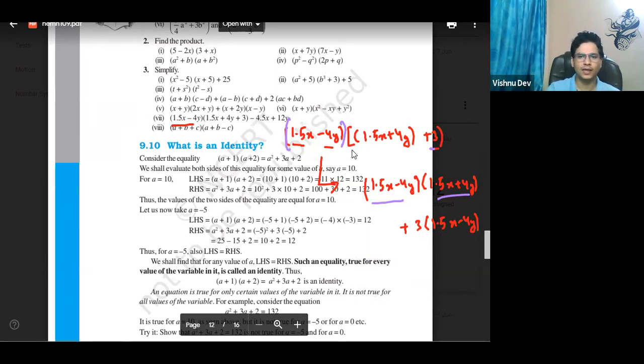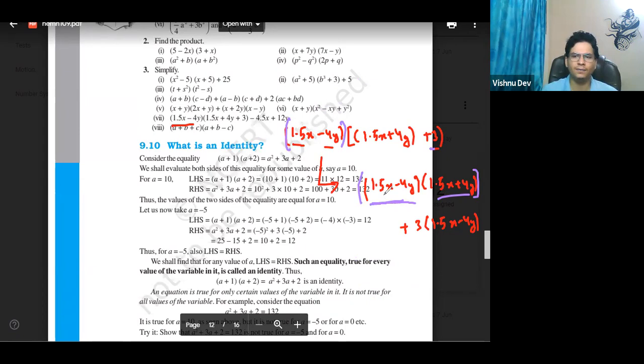Okay, now tell me, Vihan, can I say that a minus b into a plus b is an identity? Yes, we just discussed it, right? This is method 2. There are multiple methods to solve any problem. Very good, Priya.